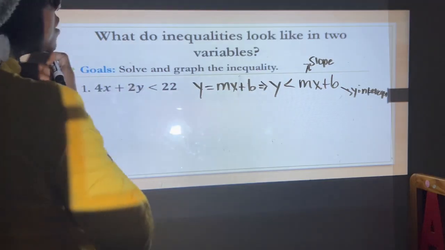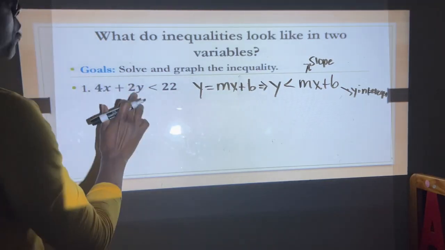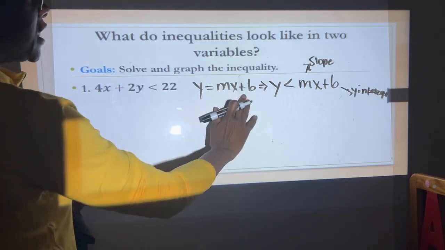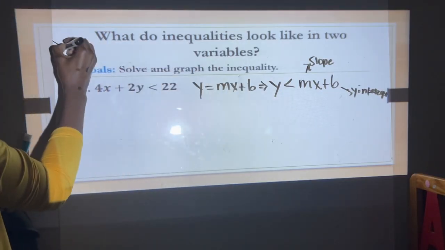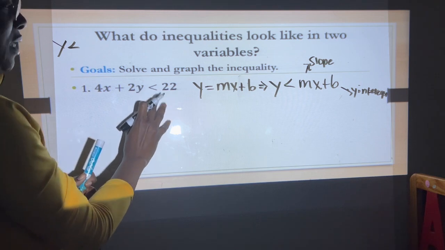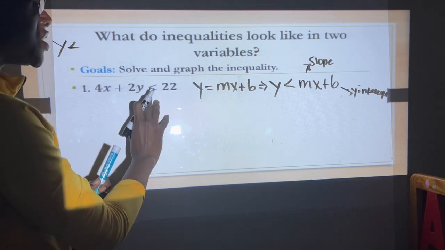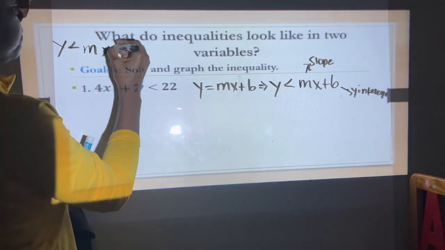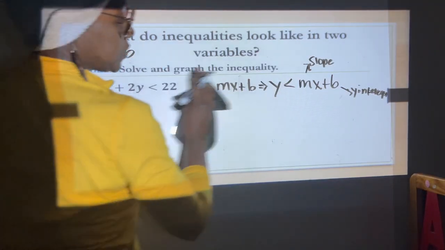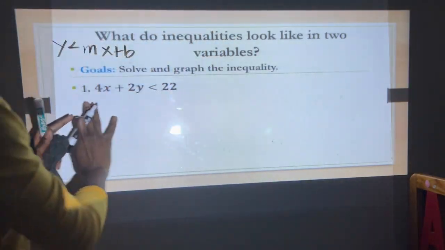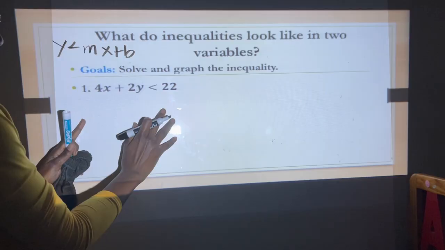Moving on. For this problem, we need to manipulate the inequality so it gets into the form y is less than mx plus b. I'm putting less than just because that's where our symbol is, but understand that if we perform an operation such that I need to flip the symbol, that may change. But we're trying to get it into this form. I'm erasing this because I need the space, so I'm not going to rewrite the problem.